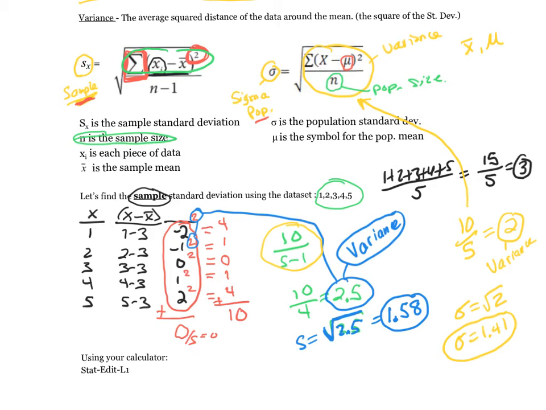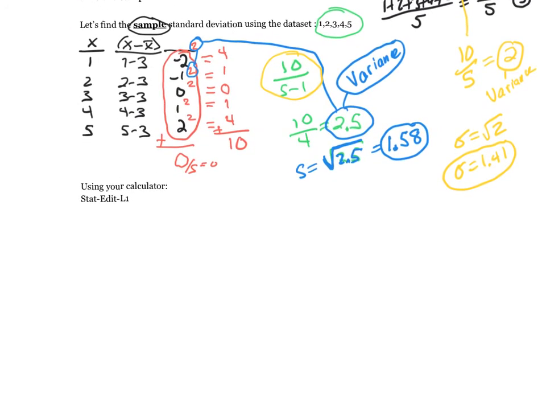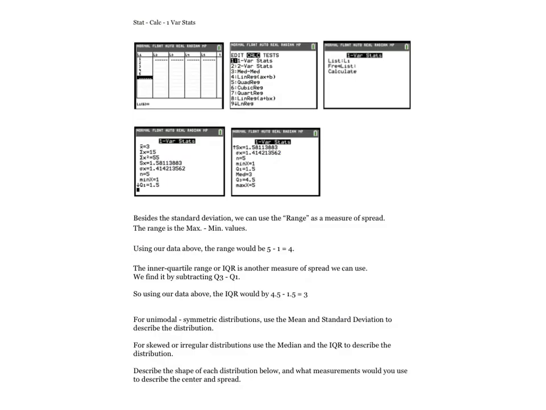Now, lucky for us, you do not have to do this by hand. Our calculators do this calculation. So on your calculator, we're going to do stat, edit, and L1, just like we entered data to calculate the mean, and just like we entered data to do a histogram. That's how we start the process. So hit stat, edit, and enter the numbers 1 through 5 into L1.